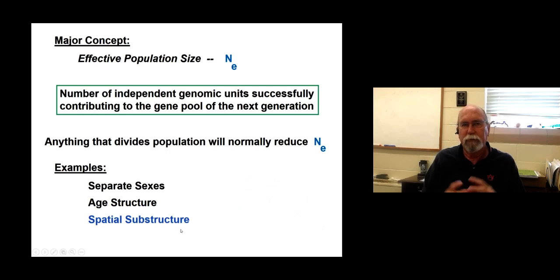Something else then is spatial substructure. Okay? Spatial substructure, if we divide up the populations over space, and this group over here is in a different valley than this one over here, they're not contributing very often, and that's going to reduce the effective size.